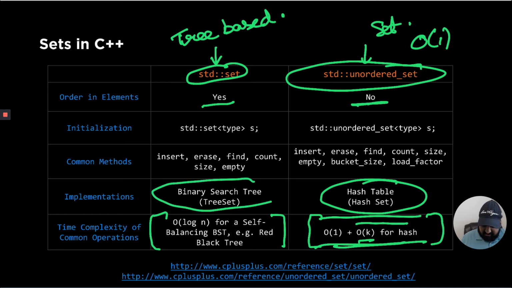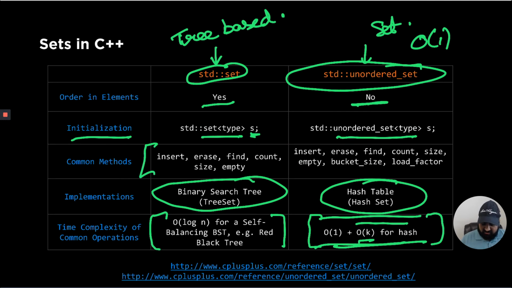Here the implementation is like a BST I just explained. Now the initialization: how to initialize sets in C++ is just using the set type and then you can use some name like S. While for an unordered set, you have to use this full convention, which is unordered underscore set, followed with the type and then the name of the set.